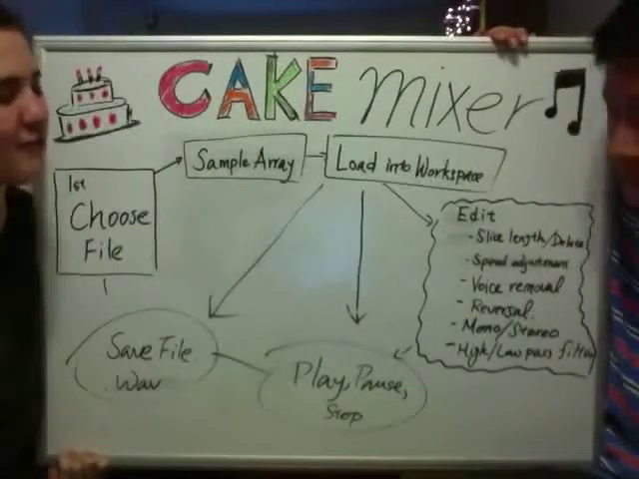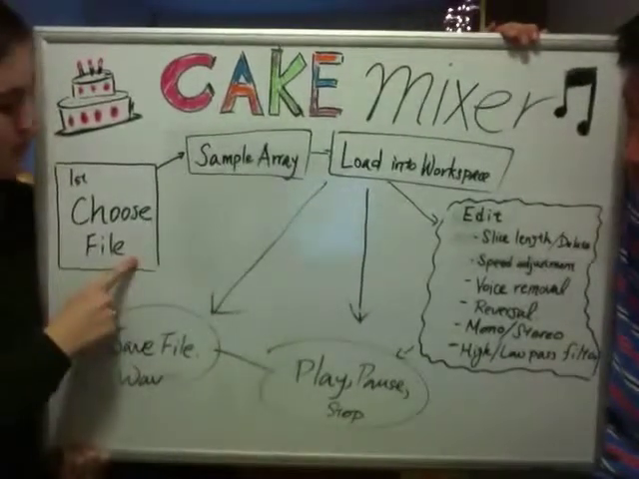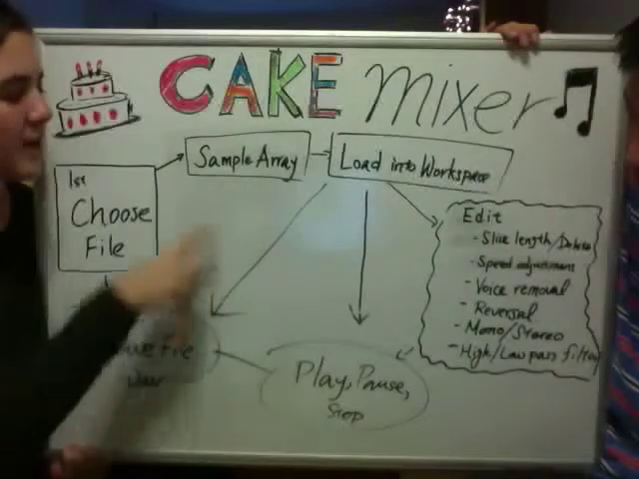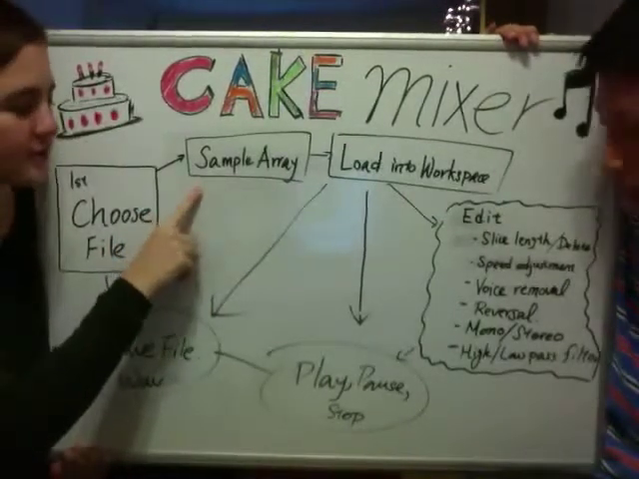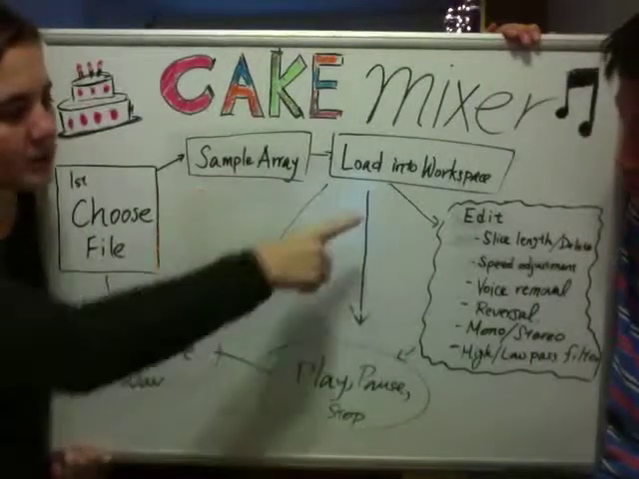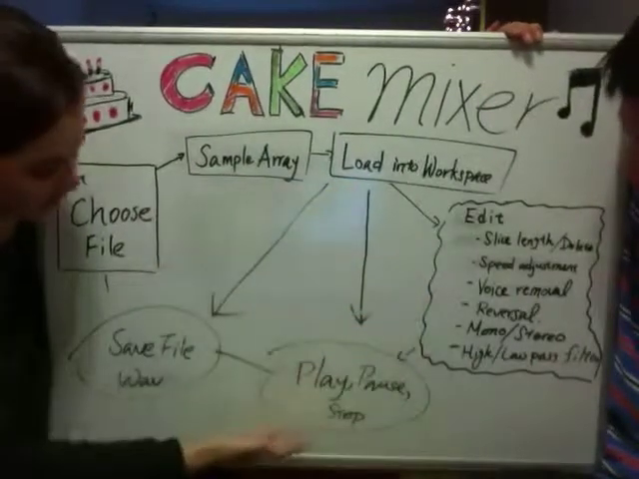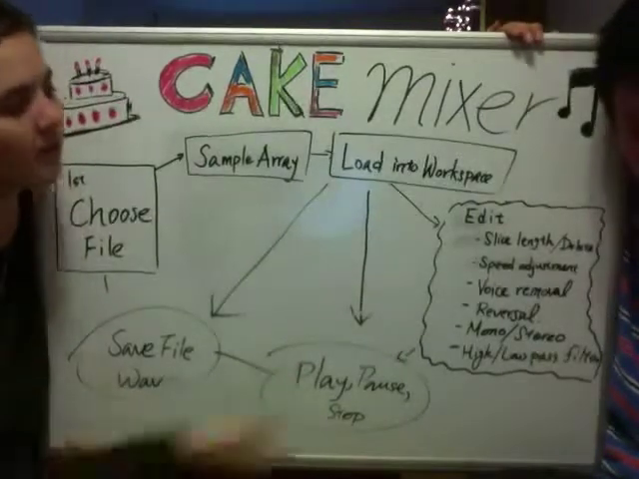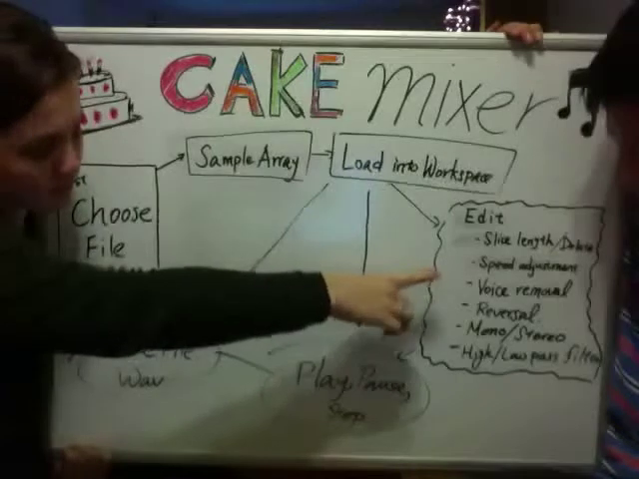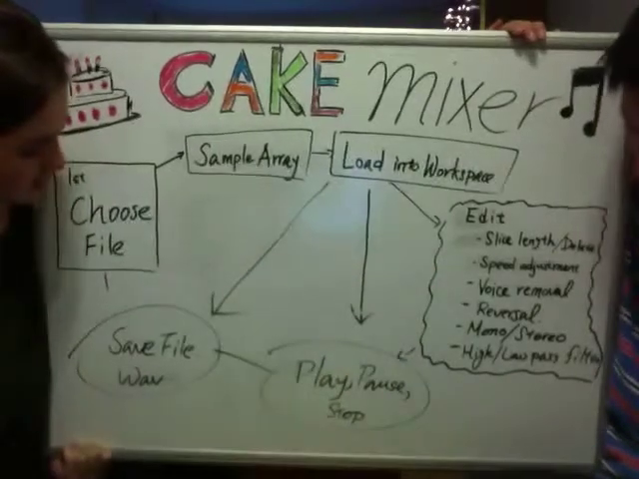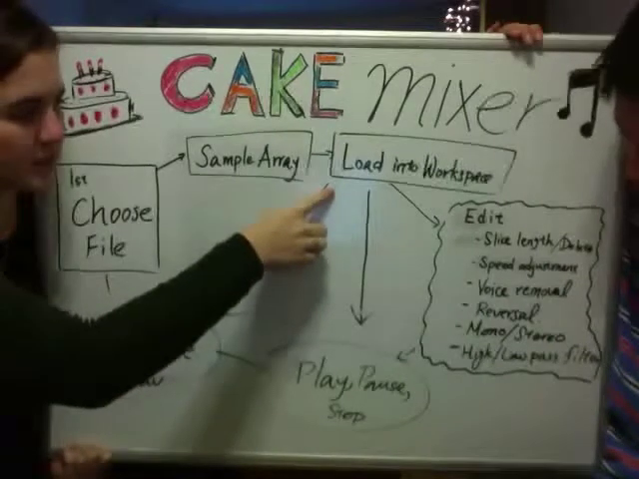This is a brief overview of how the user can approach our project. First, you choose a file. The file name gets loaded into the sample array, whose numbers correspond to our load buttons. When you load a file, it gets loaded into the workspace, and from there you have the options of editing, playback, or saving the file. With editing, you have many different choices, including adjusting your speed or voice removal. After that, you have the option of choosing a new file or loading a new sample into the workspace.